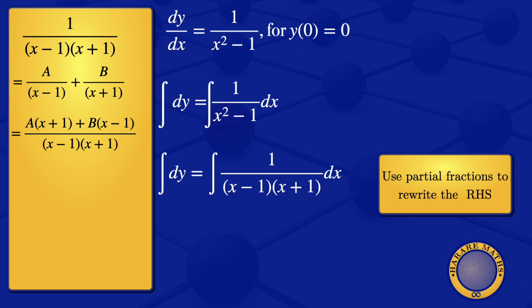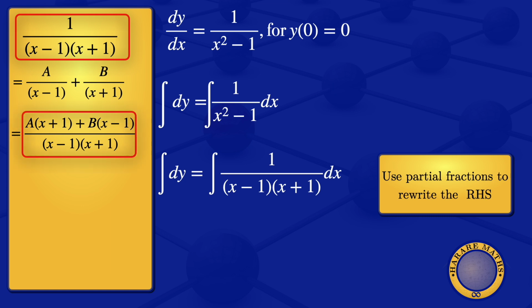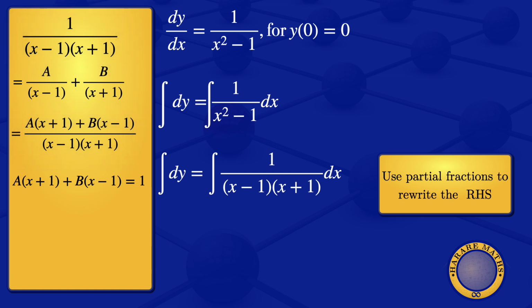Now when we look at the fraction that we had initially and compare it with the one that we have now, we see the denominators are the same. If the denominators are the same, we are saying they are equal, so the numerators should be equal. So we have a multiplied by x plus 1 plus b multiplied by x minus 1 equals 1.